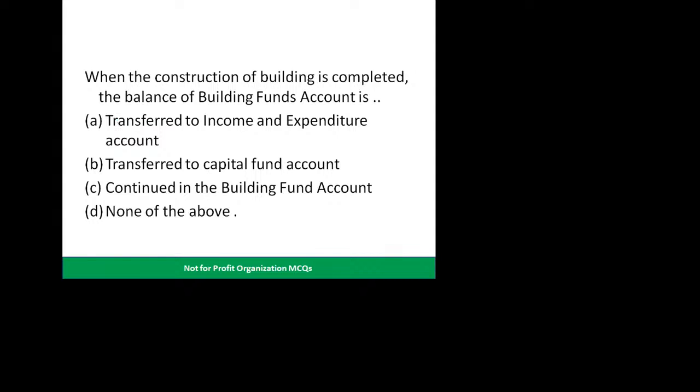When the construction of the building is completed, the balance of the building fund account is transferred to the capital fund account, not continued in the building fund account.